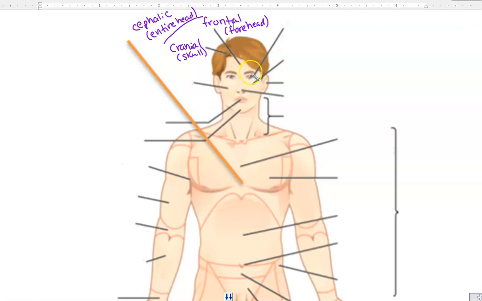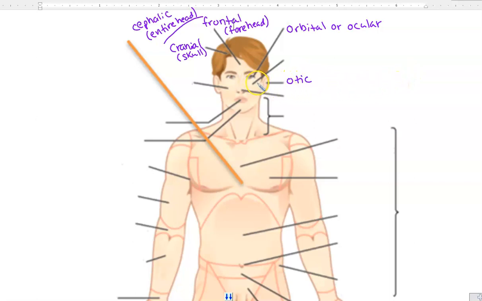All right, so then we have our eye. We have our eye that's in this socket here. This is known as your orbital region, or you can call it your ocular region. Anytime I have an or, either word is acceptable. So that is where your eye is located. Your ear here is known as the otic region.